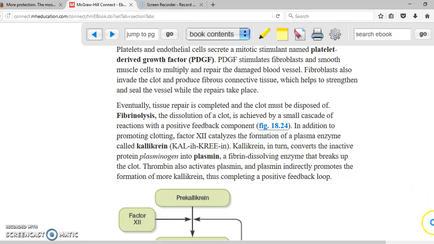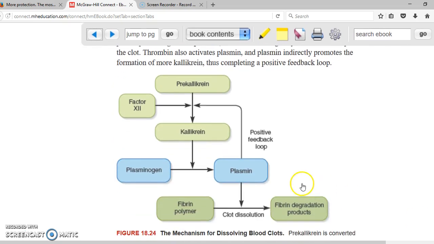So if we look at the steps of destroying the blood clot, you can see here the sequence of events. Right here you have kallikrein, and kallikrein eventually is going to create plasmin, and plasmin is the one that is going to destroy the blood clot, as you can see right here. So you need to remember kallikrein as well as plasmin. Very important.